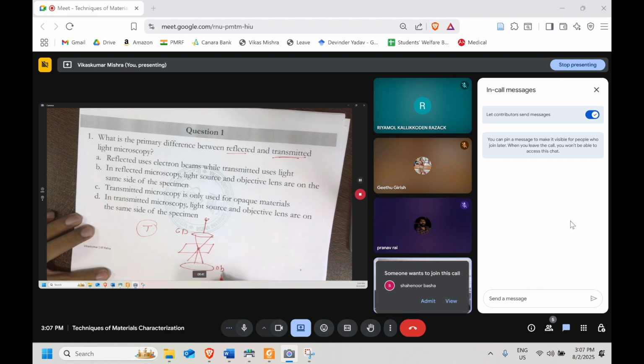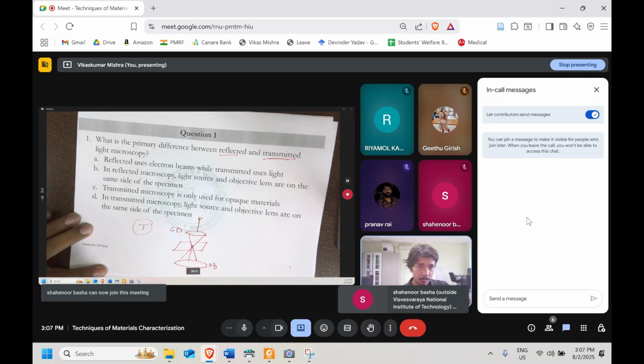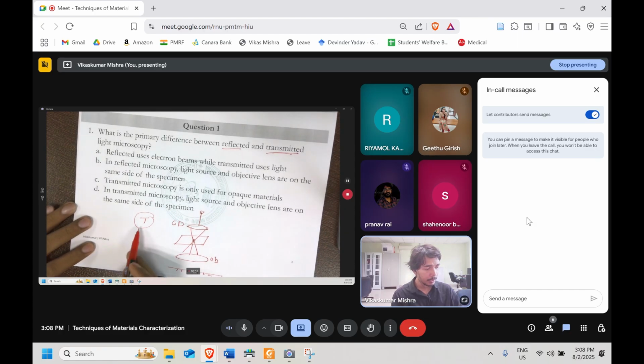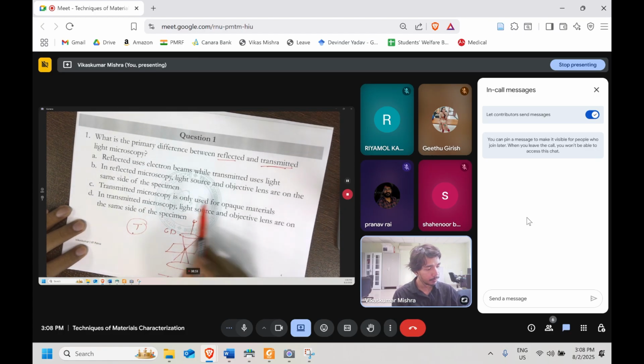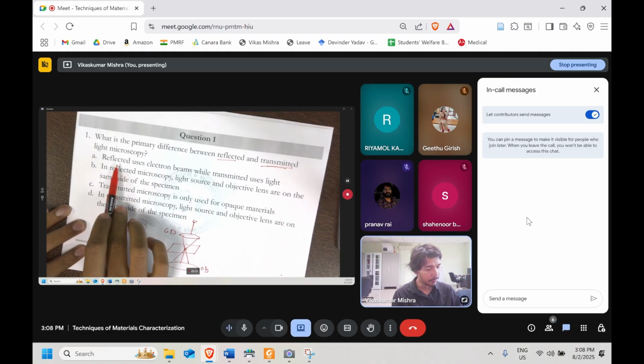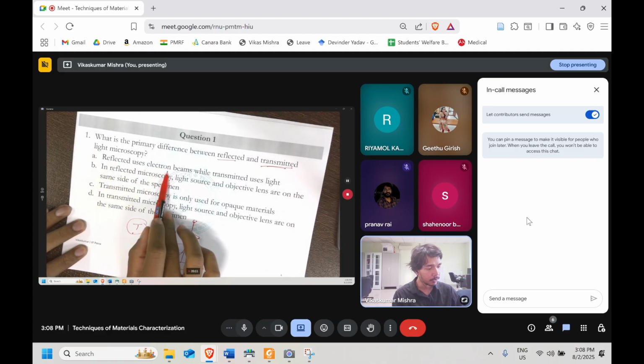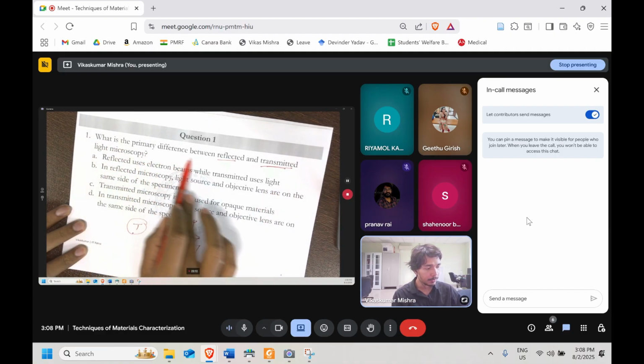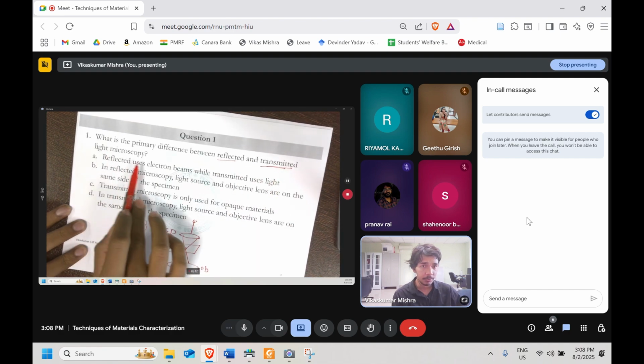This objective lens is going to focus it onto the plane where we are going to see this. So in the transmission mode, let's see the first question. What is the primary difference between the reflected and the transmitted light microscope?